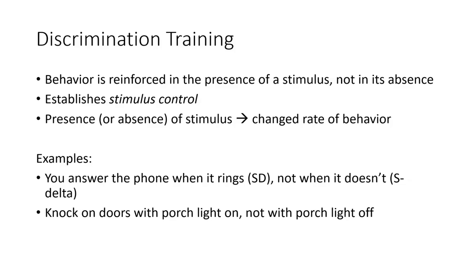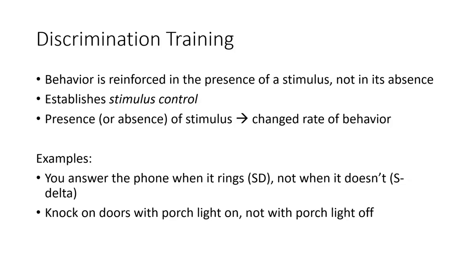So again, the presence or the absence of a specific stimulus results in a change in the rate of behavior. When we see that, we say that the behavior is under stimulus control of whatever stimulus it is. So for example, hand raising is under stimulus control of the presence of an instructor.